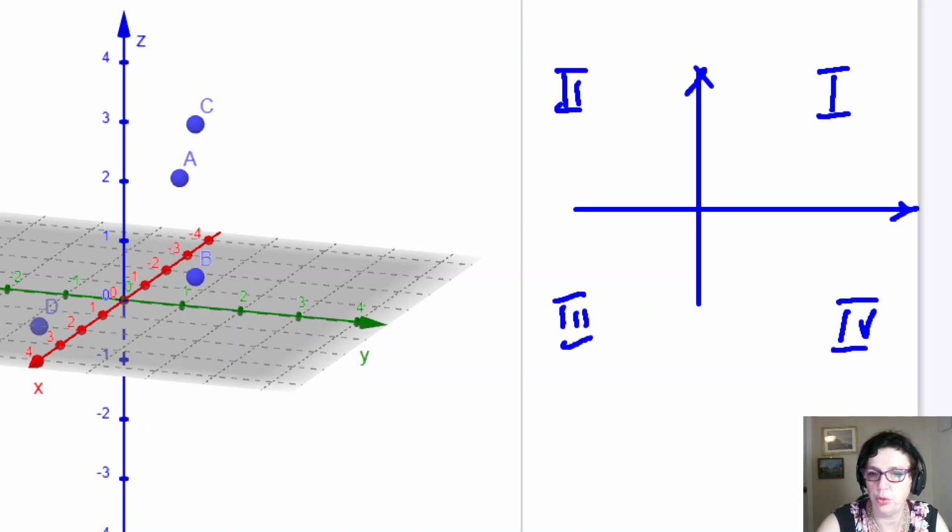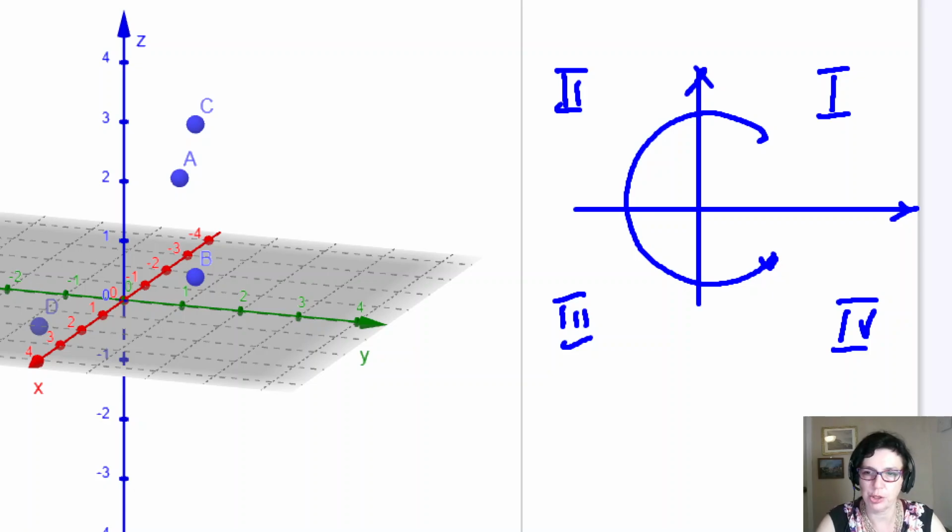If you were to draw a letter C, that's how you would remember them, right? You start at 1 and then go towards number 4. In the first quadrant, x and y are positive. In the second, x is negative, y is positive. In the third, both of them are negative, and in the fourth, x is positive and y is negative.